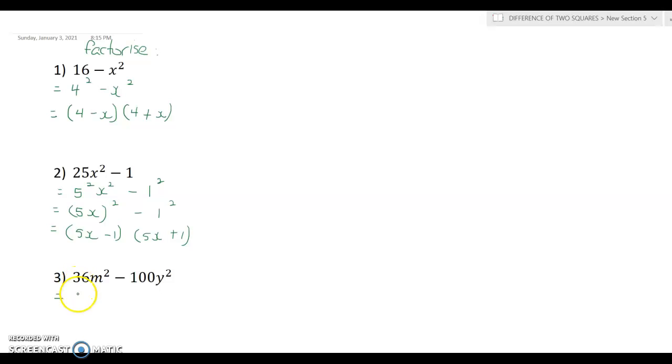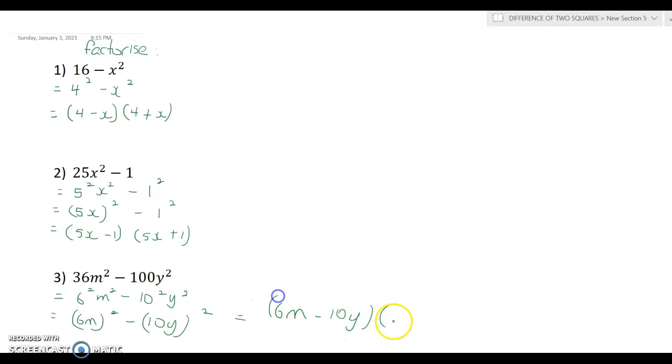And then number 3, right? Now, 36 is the same as what? 6 squared. So 6 squared m squared minus 100, which is the same as 10 squared y squared. And then that could just be written as 6m all squared minus 10y all squared. And then my final answer here would just be 6m take away 10y in brackets, and the second bracket 6m plus 10y. Again, it's a pattern. You're going to get used to it.